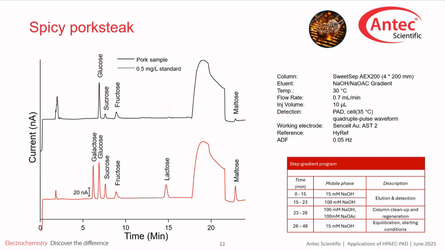We always run the sample not only against an external standard, but also apply a standard addition. During application development, for identification purposes, we spike the samples. In the pork steak, we found glucose, sucrose, fructose, and maltose, all in concentrations at the gram per liter level. While this is the spicy pork steak, we also examined other examples for fish and chicken, and they all look pretty similar. Sample preparation is crucial for the reliable determination of carbohydrates in complex matrices, such as these.